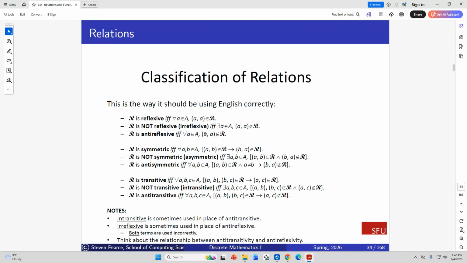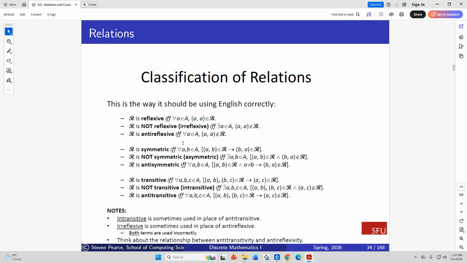So not reflexive means there exists an A such that (A, A) is not in R. With a reflexive relation, every node has a loop back to itself. Not reflexive means there can exist nodes that don't loop back to themselves, though it doesn't mean the rest of them don't. So if there's just one missing loop, that's called not reflexive. Reflexive has to be loops on every node.